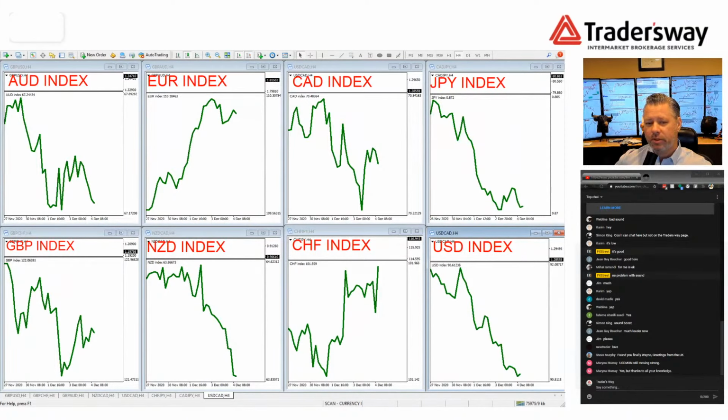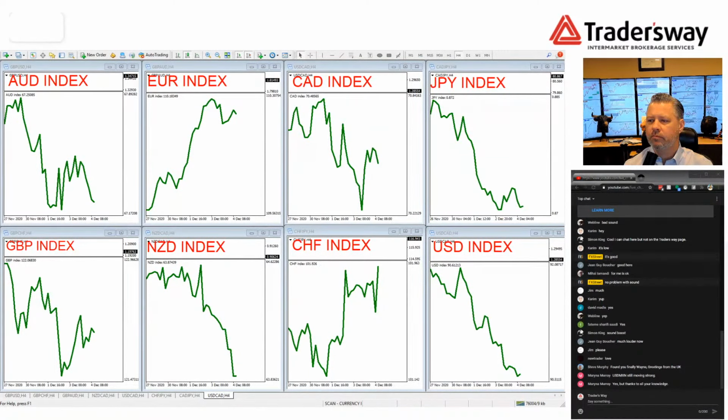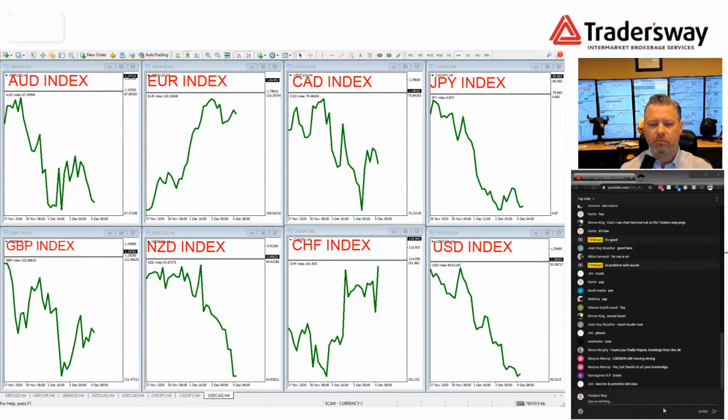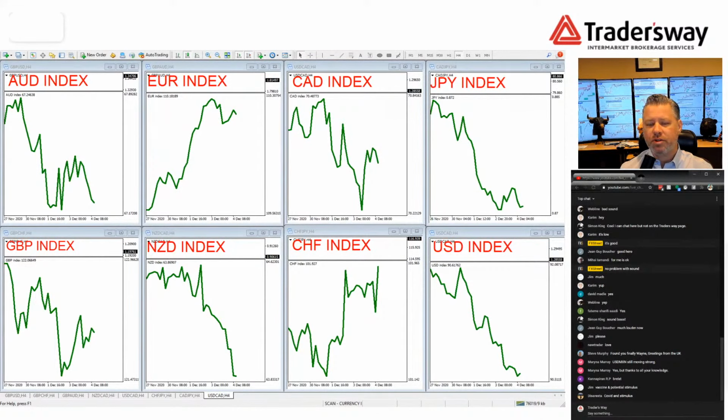So, what if non-farm payrolls isn't the biggest thing at the moment? What is the biggest market mover at the moment? If non-farm payrolls isn't the biggest market mover today, what is? Brexit, vaccine, potential stimulus. So I'm going to go with stimulus.